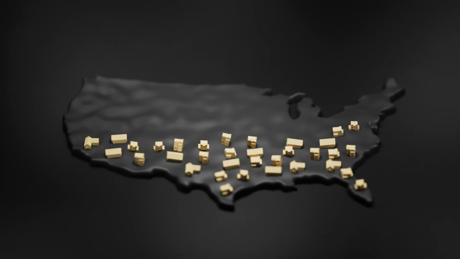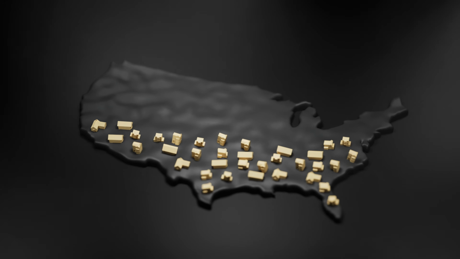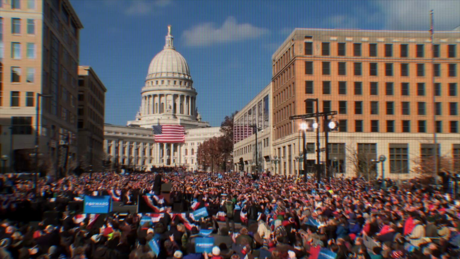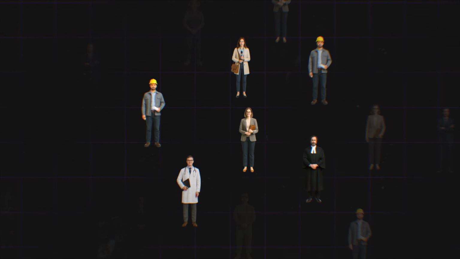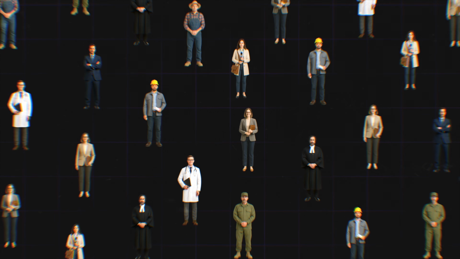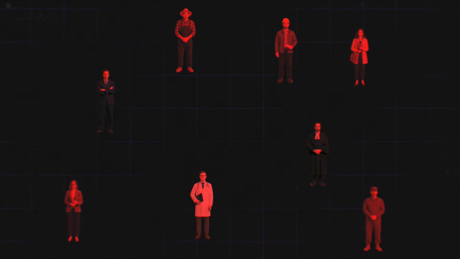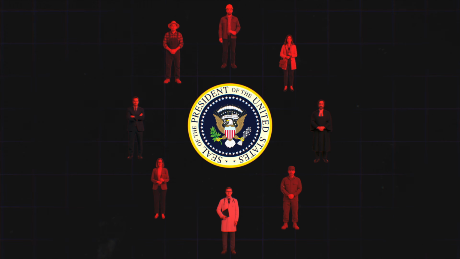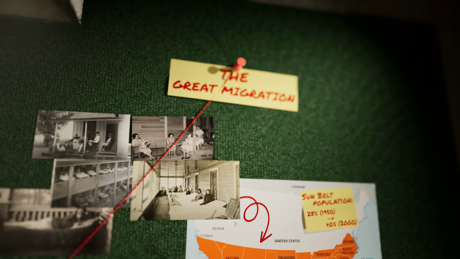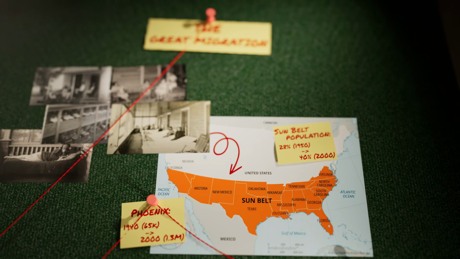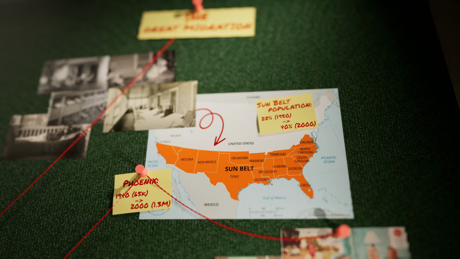So what happens when you redraw the population map of a nation? In the United States, political power is tied to population. More people means more representatives in Congress. And more representatives means more votes in the Electoral College, the body that actually chooses the president. As Americans fled the dense cities of the North for the spread-out suburbs of the South, political power followed them. The balance of the country shifted.